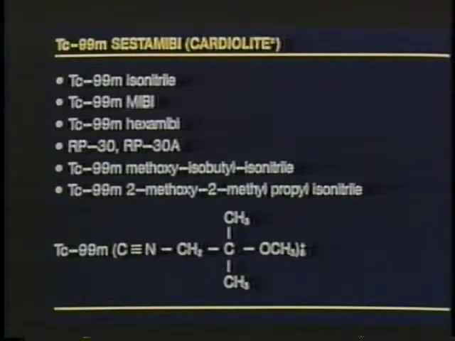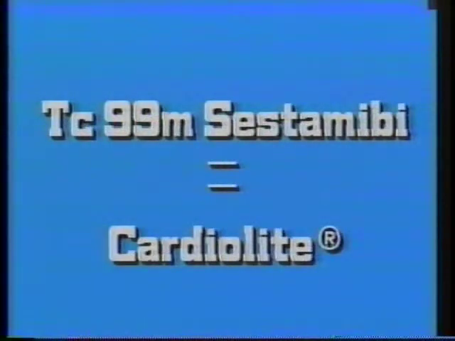Cardiolite has been referred to by a number of terms over the course of its development and testing. These include technetium-99m isonitrile, MIBI, hexamibi, RP30, RP30A, methoxyisobutyl isonitrile, and 2-methoxy-2-methylpropyl isonitrile. The generic name is technetium-99m sestamibi, and the brand name is Cardiolite. Throughout this tape, we will be using Cardiolite.